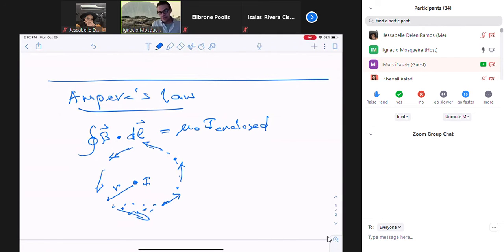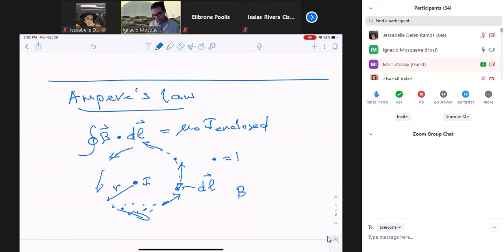Okay, so the angle between the B field and the current is 90 degrees. The angle between B and dl, where dl is a little chunk of this loop, that's dl. Since the B field is always tangent to the circle, that dot product equals 1 in this situation, because the B field and the little element of the loop dl, a differential piece of this loop I'm making around the wire, are parallel. At each point, they're always parallel. So the dot product equals 1. And the B field is constant, so I can take it out of the integral.